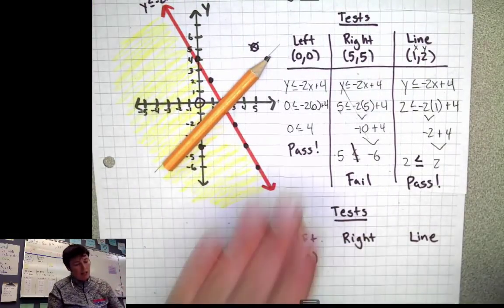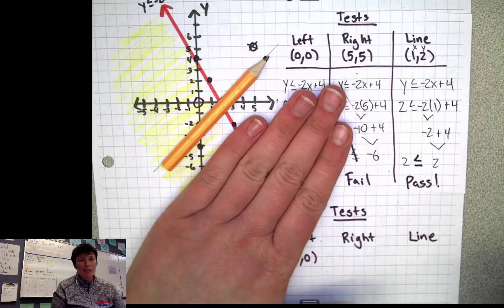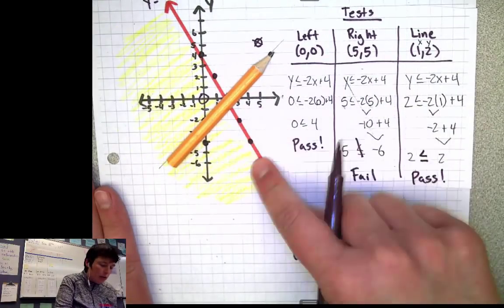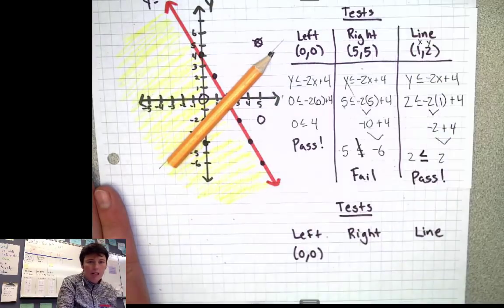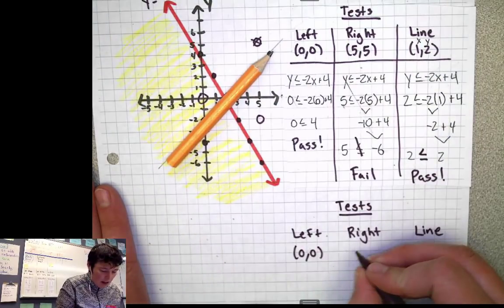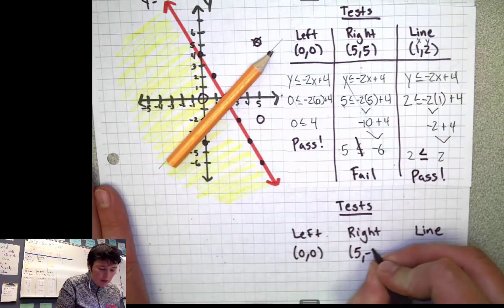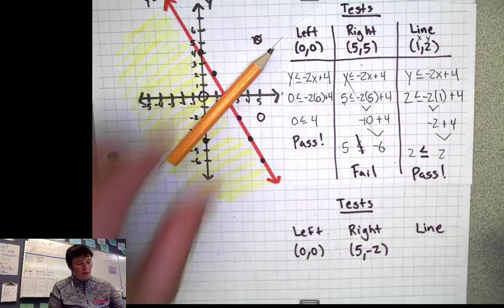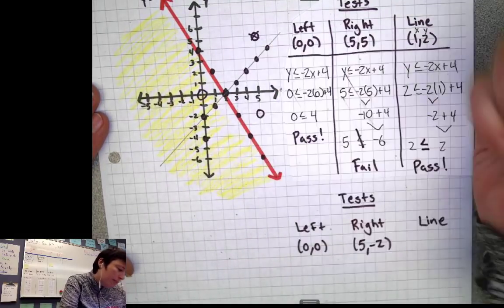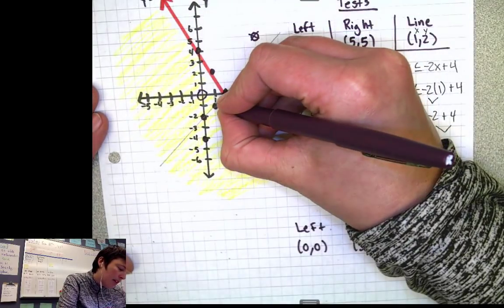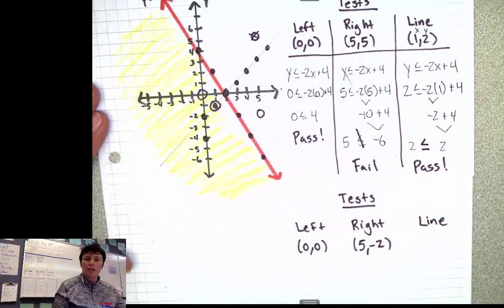On the right-hand side, it's down below here. I'm going to test anything I want that's over here. How about 5, -2? Sure, right there. So that'll be my right side at 5, -2. And then on my line, if I move my pencil here, I can pick any of these dots really, so anything works. Maybe how about this 1, -1 that's right there? That's right on the line.